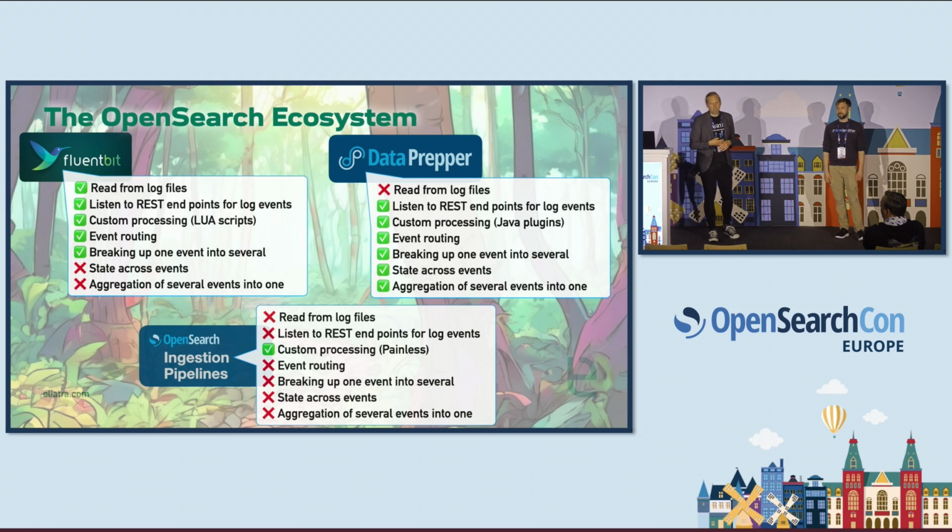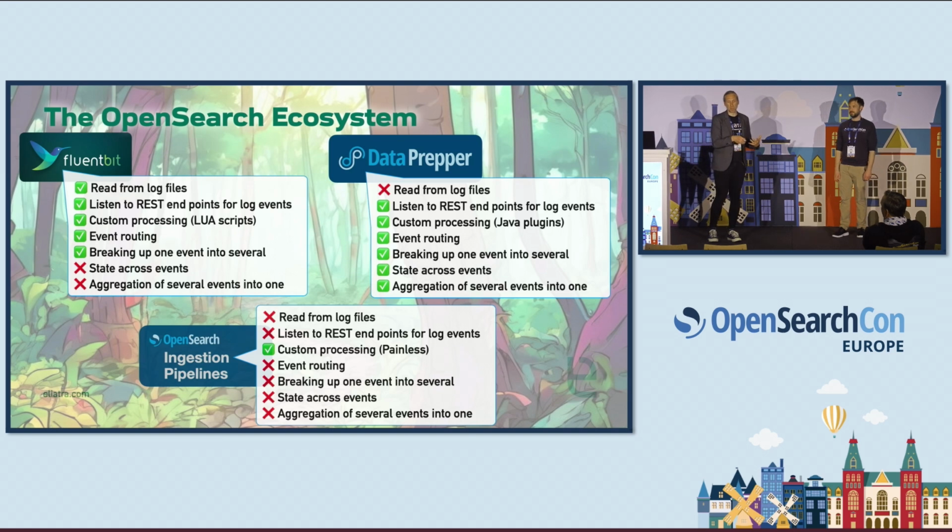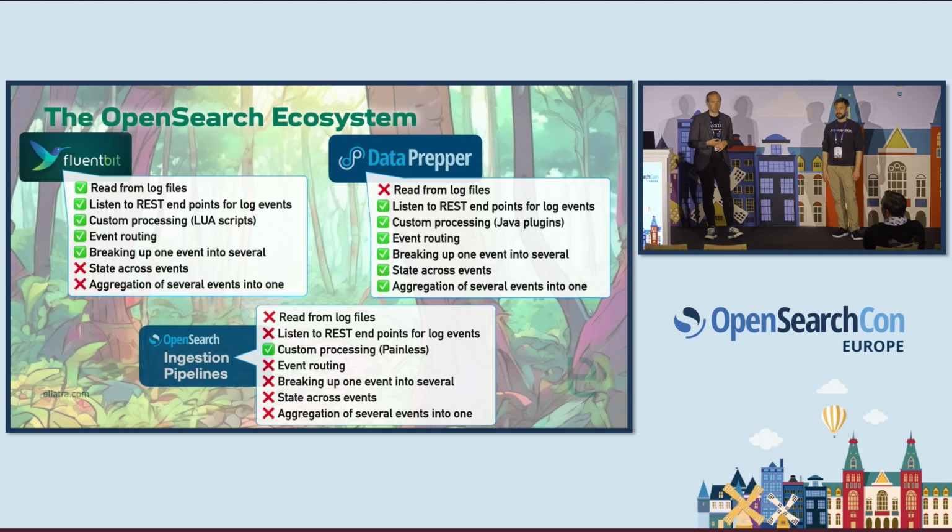On the other hand, Data Prepper can't read from log files. So if we have log files, we have to use another component like FluentBit to push the data there. However, it can manage a global state and can do aggregations. Just for completeness' sake, we have also the ingestion pipelines in OpenSearch, which, however, can only operate on single documents. That's why we won't look at these now, because it's not what we need at the moment.